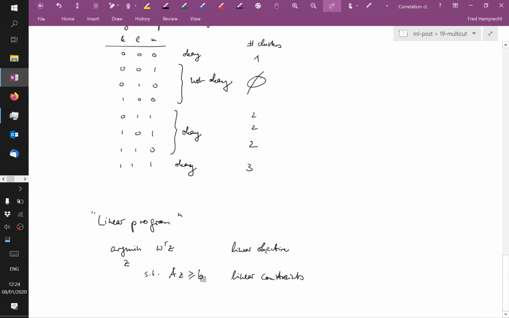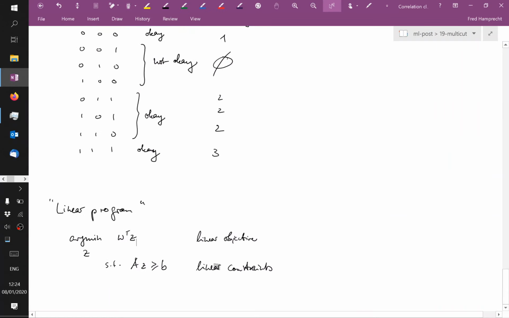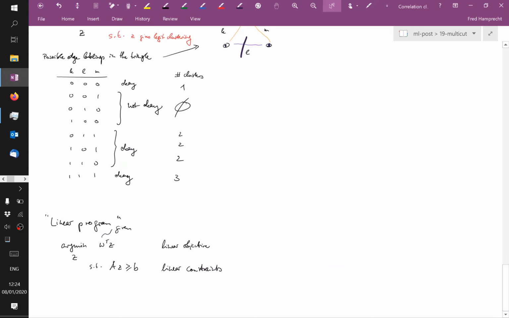Good. So the Z is wanted. The W we have given from some oracle. And now the question is, how can we write a matrix A and a vector B such that we rule out these illegitimate labelings here?